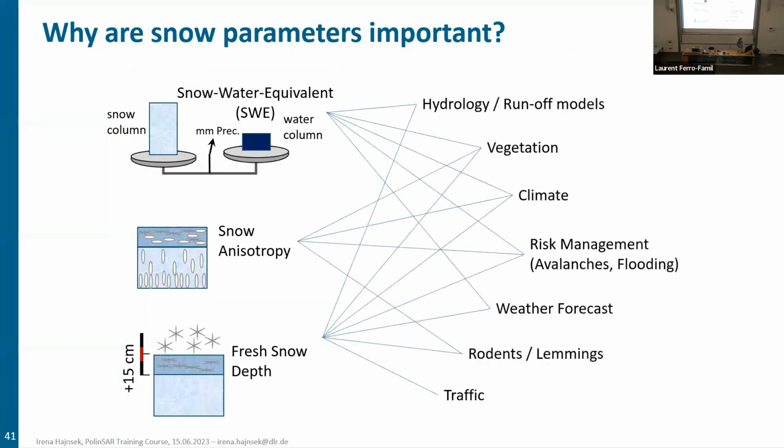It's clear why this snow height is important for different kinds of applications. One important parameter is also snow water equivalent. The other parameters are very important for hydrology, but also for climate change estimation, for the water availability for vegetation, and any kind of risk management, very important nowadays because we have a lot of avalanches ongoing in the Alps and a lot of dangerous events there, even floodings, and also important for weather forecast and so on.